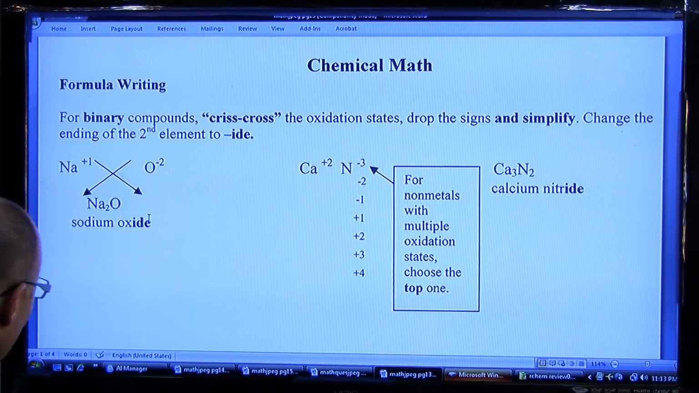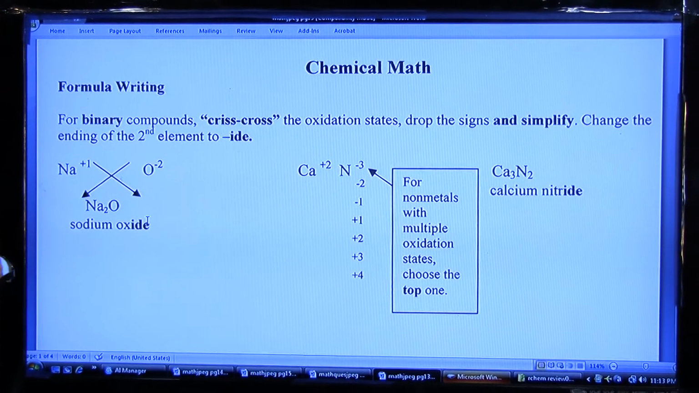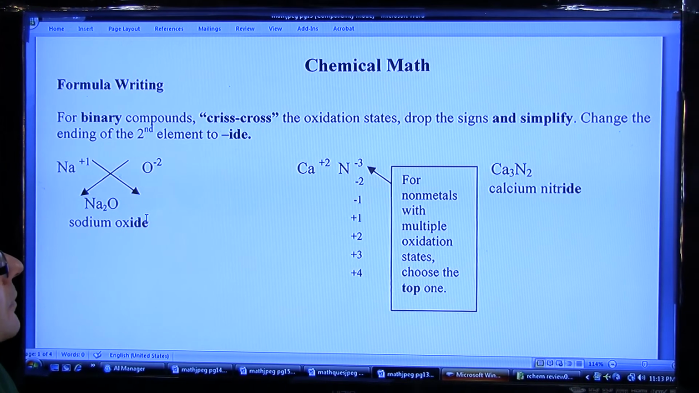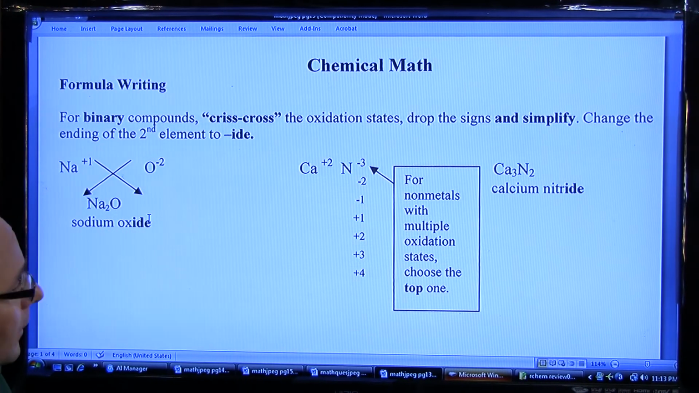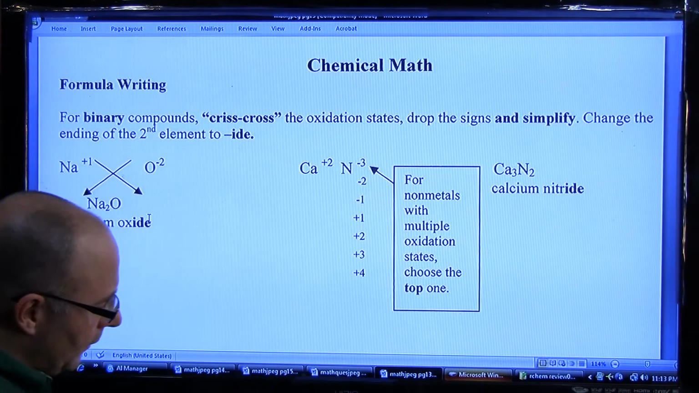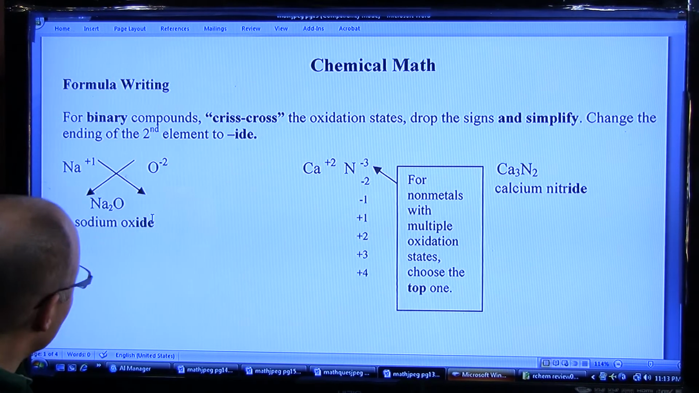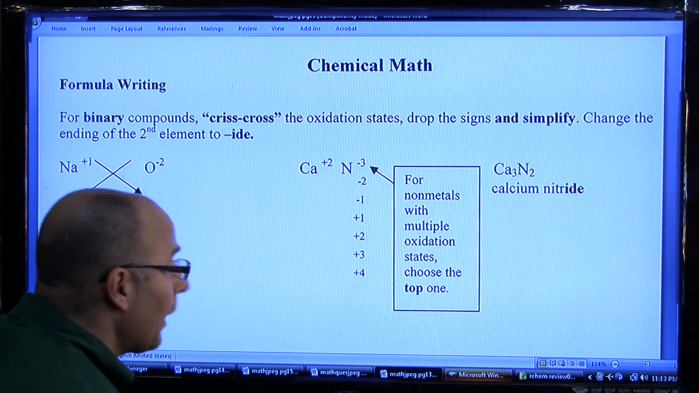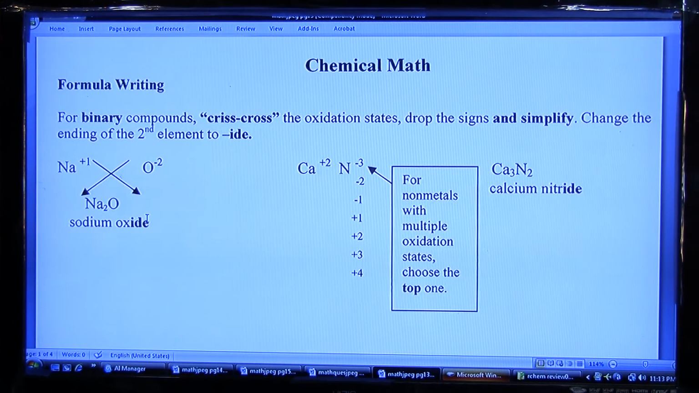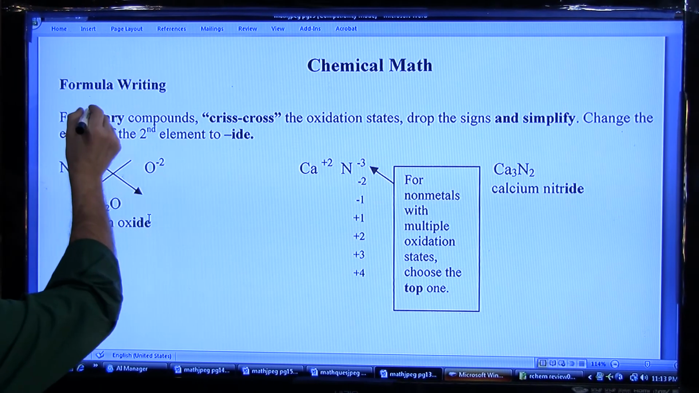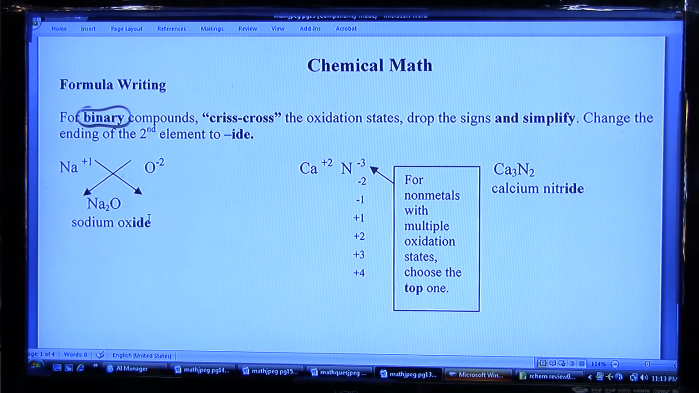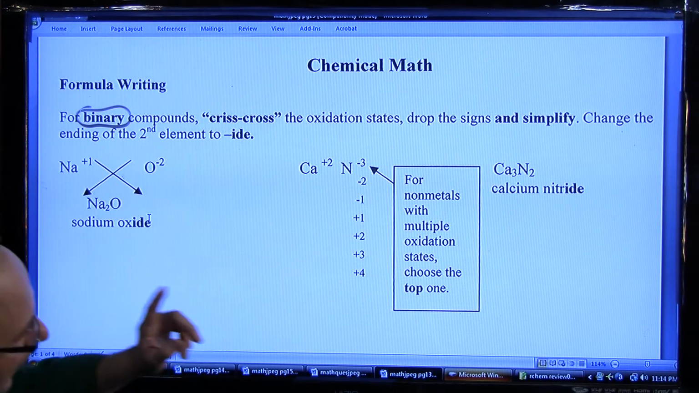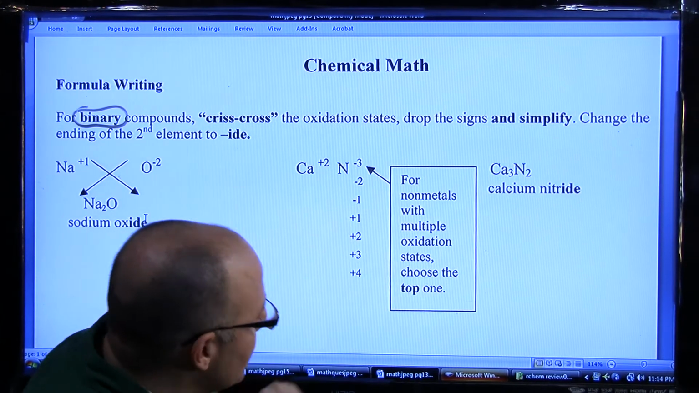We're at the top of page 13, beginning of the chemical math unit, and this unit sounds a lot harder than it really is. You're going to need a periodic table in hand, so we can start with some formulas. And we'll begin with the formulas of binary compounds. A binary compound is a compound that consists of only two elements. For example, this one here, sodium and oxygen forming sodium oxide, or calcium and nitrogen forming calcium nitride.